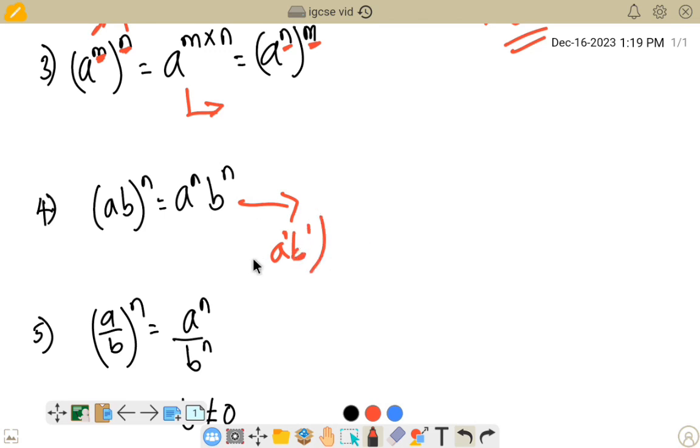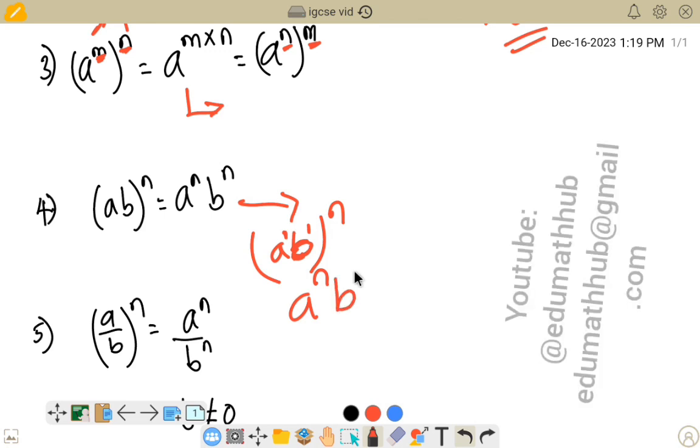Now everything is raised to n. So from this initial law, these powers can multiply each other. This is a power here. This power can multiply n. 1 times n will give you a raised to the power n. Then b raised to the power 1. 1 is also here. 1 times n will give you b raised to the power n. So they are the same thing. They are equivalent to each other.